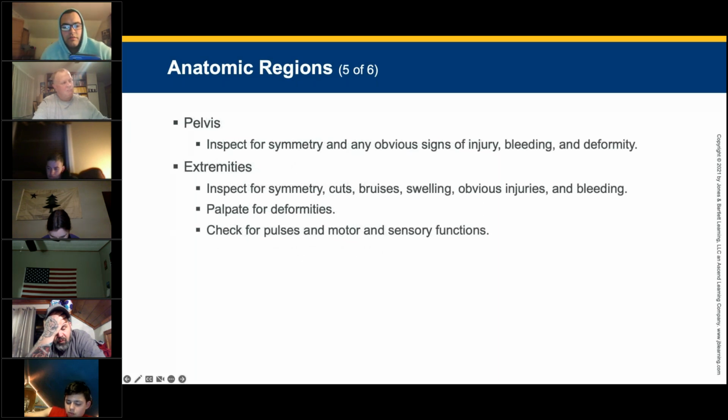The pelvis. You're looking for symmetry and any obvious signs of injury, bleeding, or deformity. And then the extremities. You're looking for symmetry, cuts, bruises, swelling, obvious injuries, and bleeding. Palpate for deformities. Check for pulses, motor, and sensory functions. Have them squeeze your hands and make sure the strength is equal on both sides. Make sure they can feel you touching them on both sides. Make sure their pulses are the same on both sides.